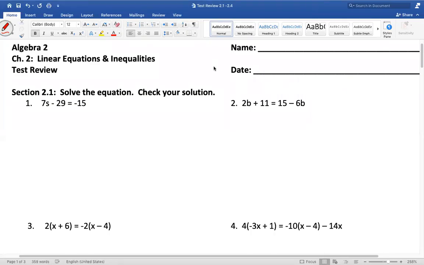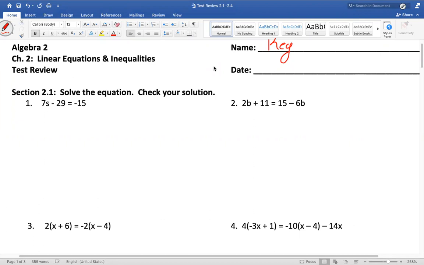All right, here we go. This is how we, I guess, do the review for Chapter 2 on linear equations and inequalities. So this is on 2.1 to 2.4, so it's the key. All right, so I'm going to walk you through this step by step, and you guys can watch this video when you're having some difficulty here.